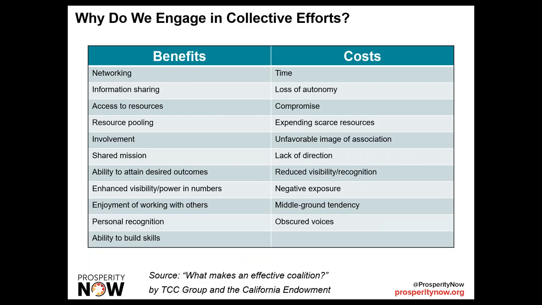I think the next slide shows another tool, a resource from the TCC Group and California Endowment called What Makes an Effective Coalition. We can share the link if it's helpful. It's been a very helpful resource to me over the years. One of the charts in it covered the benefits and costs, the pros and cons, of working in collective advocacy action. There are definitely pros and cons, and we all know that about working together. So make sure that when your group is coming together, the benefits outweigh the costs and you have a clear value proposition about why you're coming together. So with that, I'm going to wrap up and, Vanna, turn it back over to you.